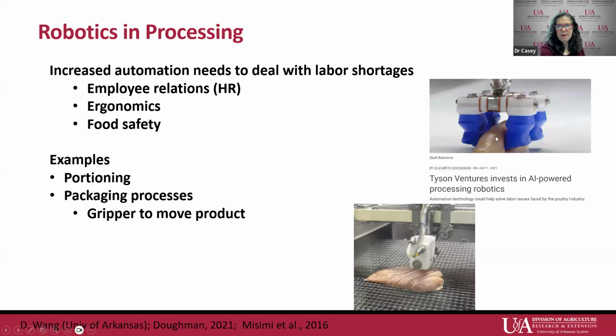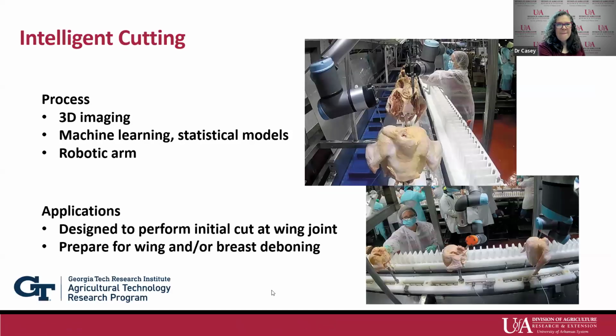So examples, again, it might be putting a fillet in a package, selecting those fillets based on weight and putting those into a package, or again, portioning that particular product. Intelligent cutting as well. This is an example of some intelligent cutting. So deboning, if it's not automated, and there are some automated methods, but this is another one that's going to use robotics. It's still in development, but how can we mimic the human eye and be able to obtain the yield that we want while reducing the labor on humans?